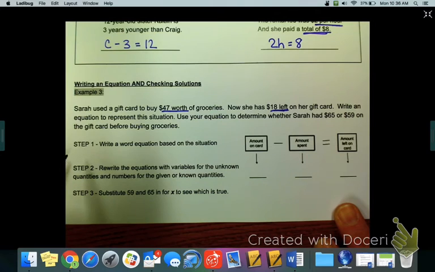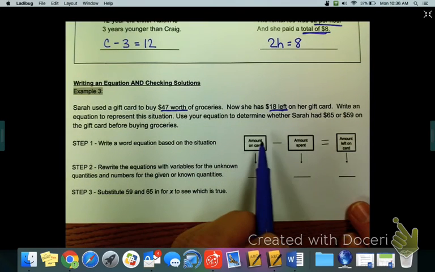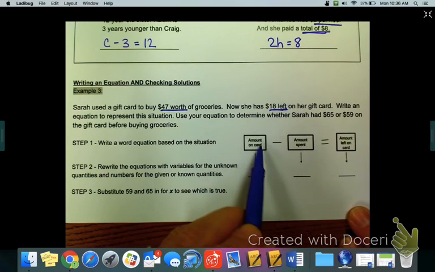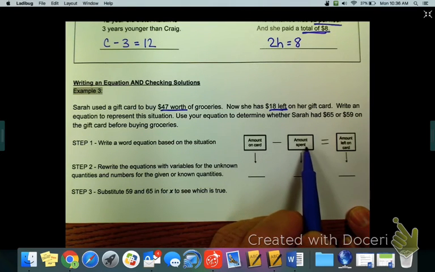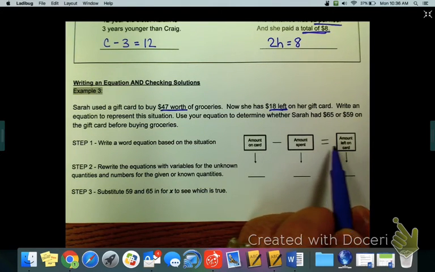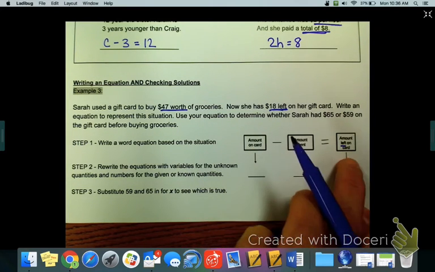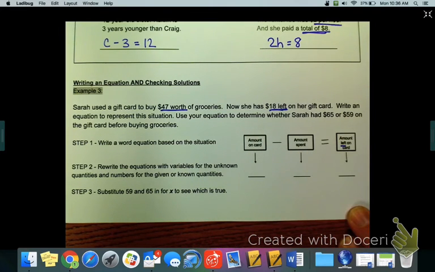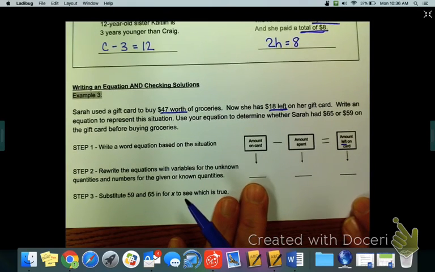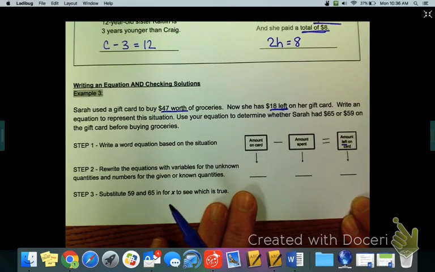So step 1, this is what we did in the beginning. It's often easier to sort your information out when you have an idea of how your problem works. So I know I have a gift card that has an amount on it. I'm going to take away the amount that I'm going to spend at the grocery store, and it's going to equal what's left on the card. So I've used these words to help me organize my problem. So now I'm going to start with the amount on the card. Do I know the amount that's on the card?